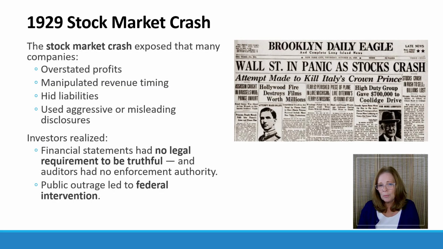In 1933, the Securities Act of 1933 was passed and required companies issuing securities to provide full and fair disclosure. In 1934, the Securities Exchange Act of 1934 created the SEC to actually enforce the reporting standards for public companies. That was basically the turning point. And the SEC now was on its path to standardize public company financial statements.